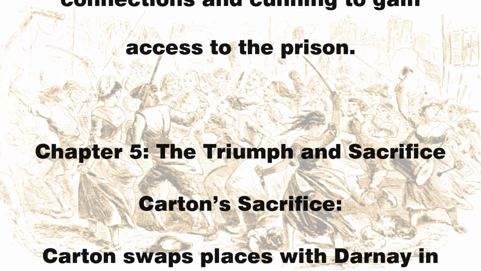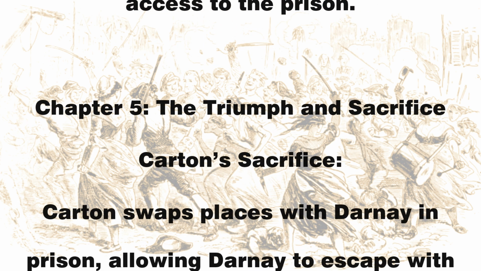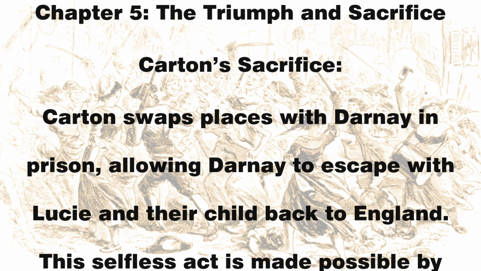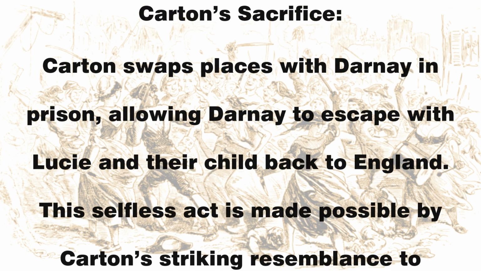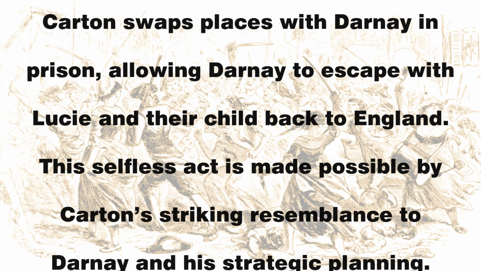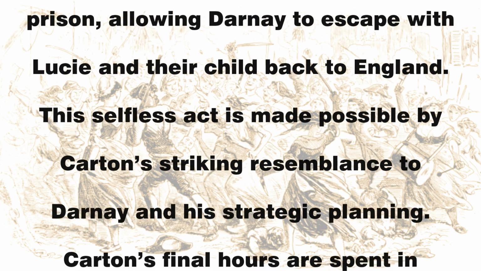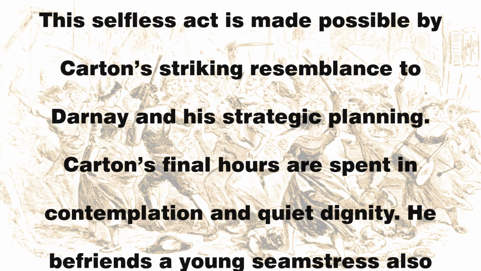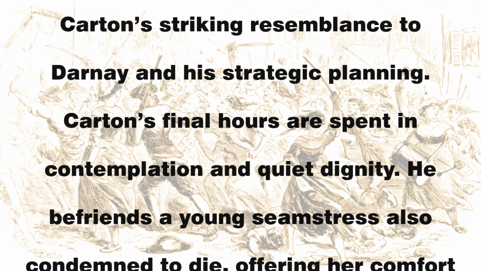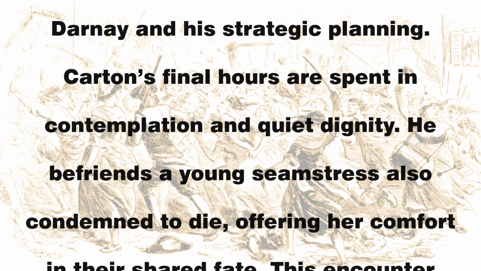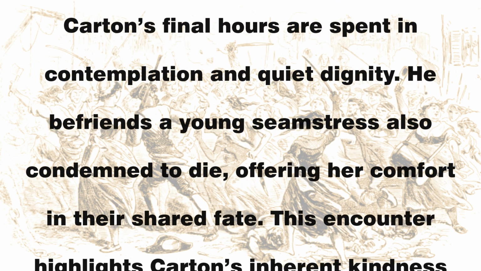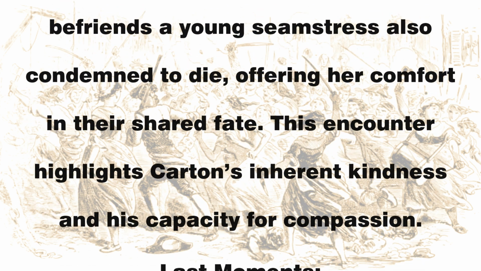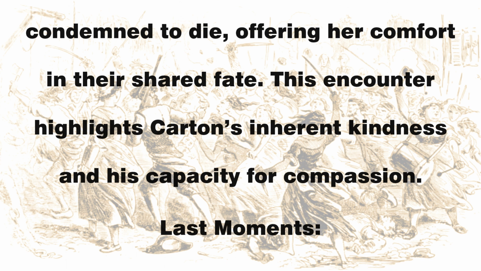Chapter 5, The Triumph and Sacrifice. Carton's sacrifice. Carton swaps places with Darnay in prison, allowing Darnay to escape with Lucy and their child back to England. This selfless act is made possible by Carton's striking resemblance to Darnay and his strategic planning. Carton's final hours are spent in contemplation and quiet dignity. He befriends a young seamstress also condemned to die, offering her comfort in their shared fate. This encounter highlights Carton's inherent kindness and his capacity for compassion.